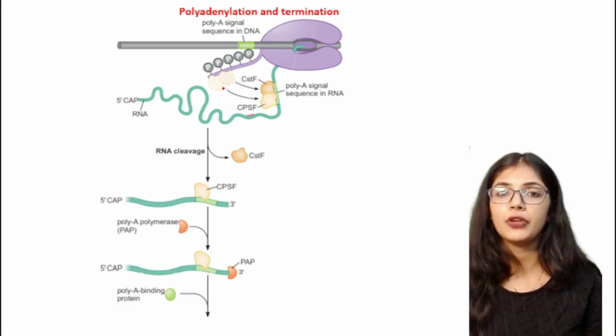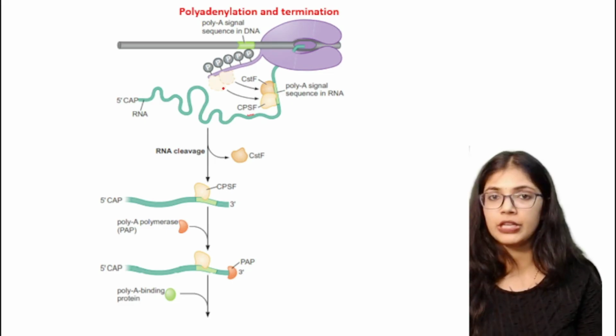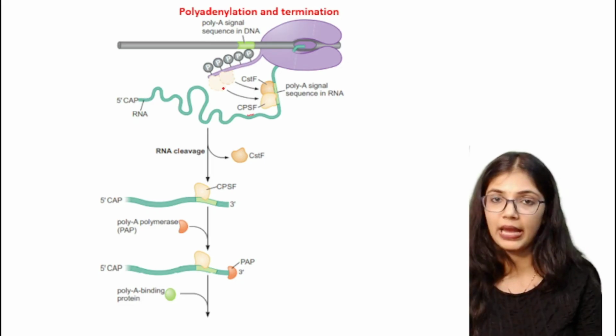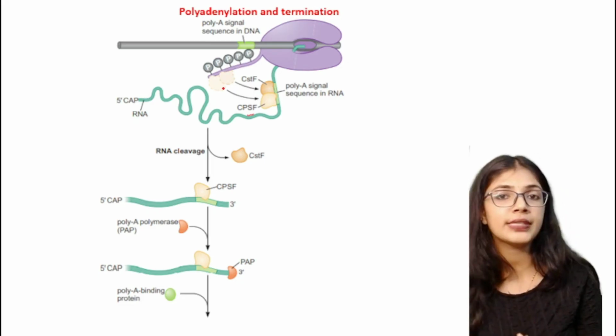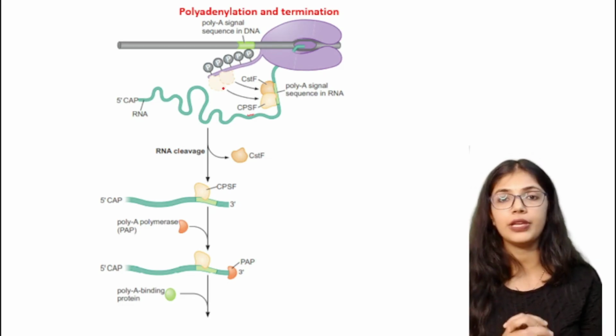In today's video, we are going to discuss the 3' polyadenylation. It is one type of modification of the mRNA. In the last video, we have already discussed the 5' capping. So in this video, we are going to discuss the 3' polyadenylation. So what is the requirement of this 3' polyadenylation?